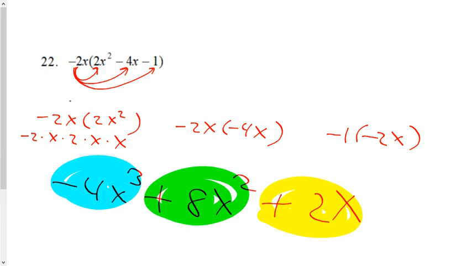I can't see how they'd have it in a different order. That's probably what they're going to have. So 3 points for that question.